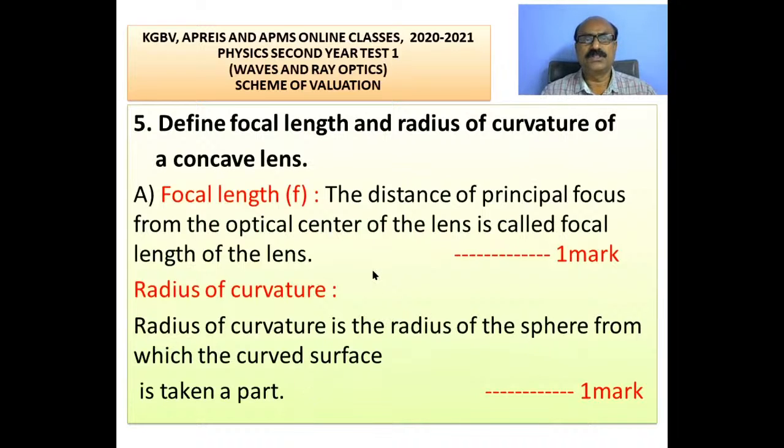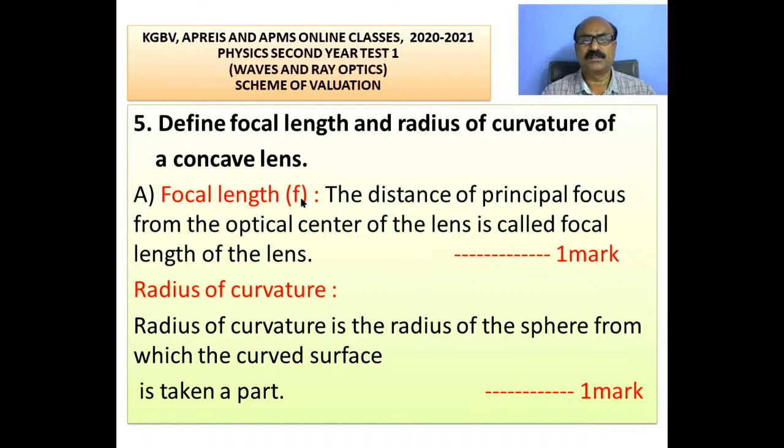Now the last question in section A. Fifth question. Define focal length and radius of curvature of a concave lens. See, there are 2 definitions, 2 parts. One is the focal length and the second one is radius of curvature. So focal length carries 1 mark, and radius of curvature carries another mark. So you have to clearly write them down in separate paragraphs. Each one carries 1 mark.